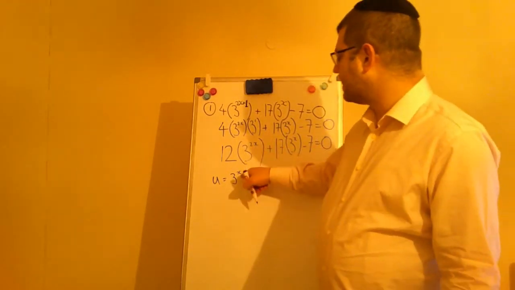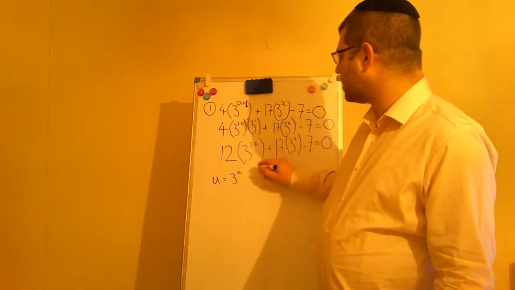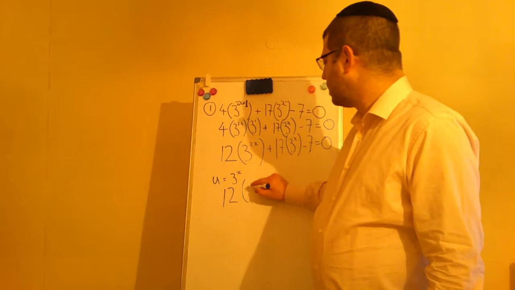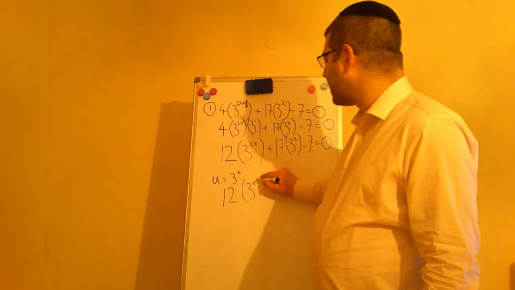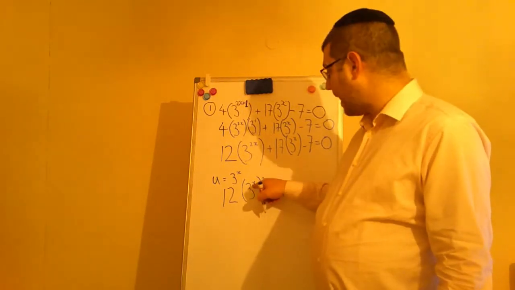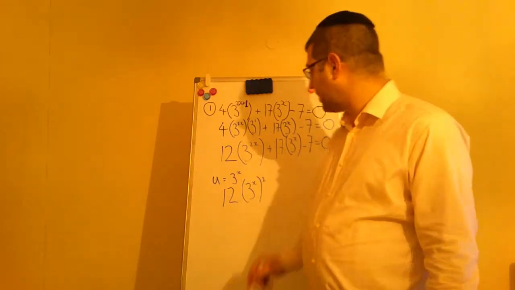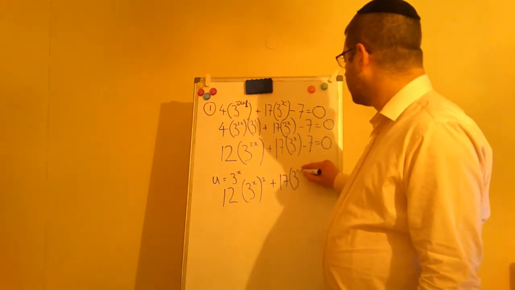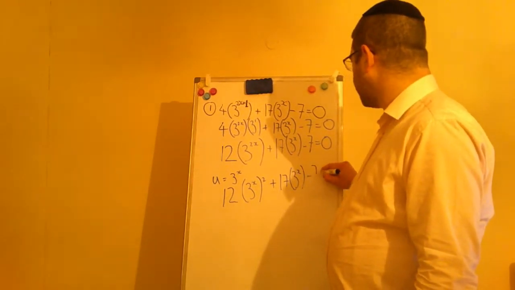Well, that's exactly the square of that, isn't it? Because that can be written as 12 times 3 to the x, squared, because 3 to the x and then the 2 there, that becomes 3 to the 2x, which is the same thing there, plus 17 times 3 to the x minus 7 is 0.